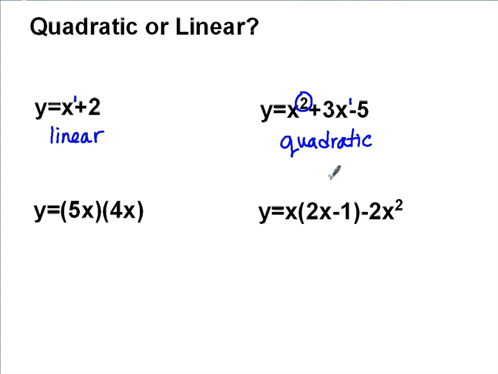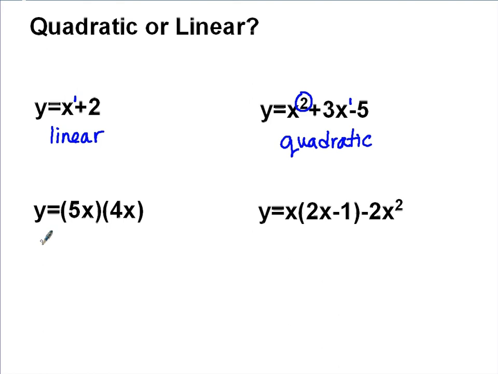Now, if we look down at these bottom ones, they look kind of different. There's some weird stuff in there, and if I look at this 5x times 4x, I look at it and say, well, those are both x's to the first power, so it seems like it should be linear. But it's not written in the form that you'd like to see it in. It still has stuff multiplied. So you want to multiply everything out first and get it simplified, and then you can determine if it's linear or quadratic.